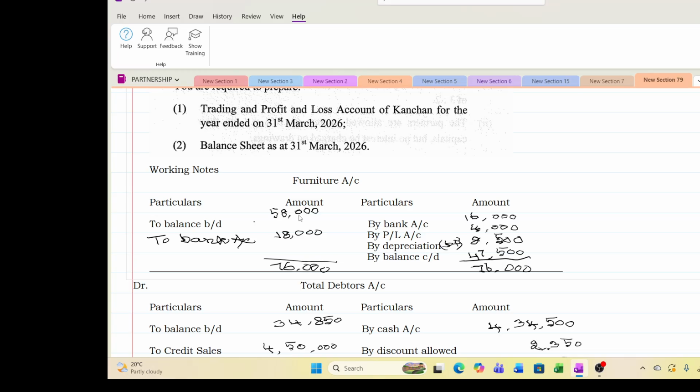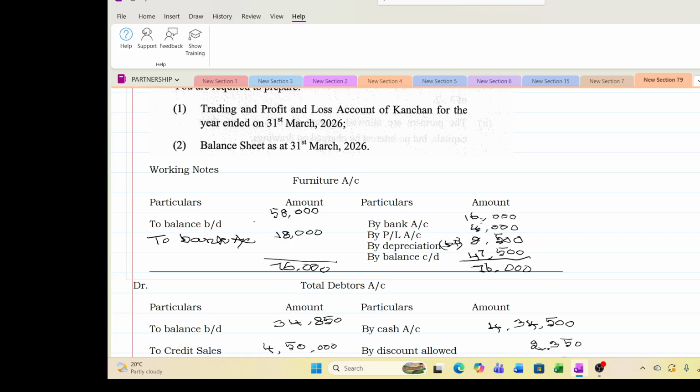When I totaled the debit side, 58,000 was the opening balance and we purchased 18,000. So the total comes to 76,000, and 20,000 furniture was sold. And this figure is already given. 47,500 closing figure is given. But when we see that there was a difference of 8,500, of course, this will be the depreciation. Don't forget to write balancing figure. Write it in full form. And all debit, credit, everything, write it in the books of Kanchan.